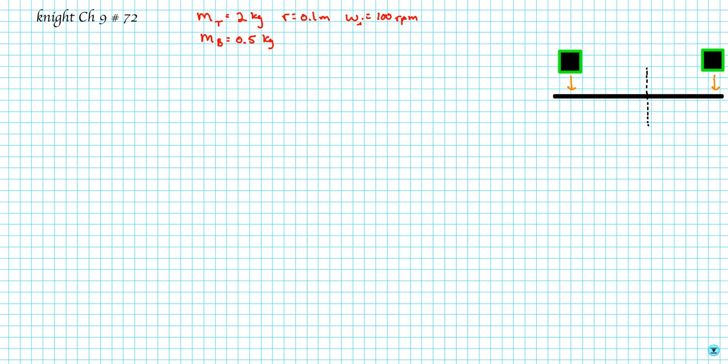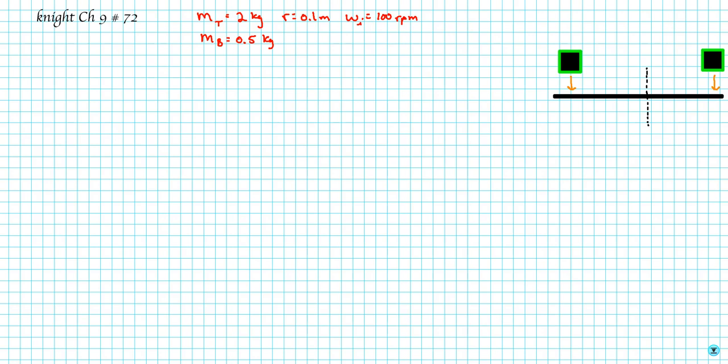Here we go with Chapter 9, problem number 72. It reads: a 2 kilogram, 20 centimeter diameter turntable rotates at 100 revolutions per minute on frictionless bearings. Two 500-gram blocks fall from above, hit the turntable simultaneously at opposite ends of a diagonal, and stick. What is the turntable's angular speed in revolutions per minute just after this event?